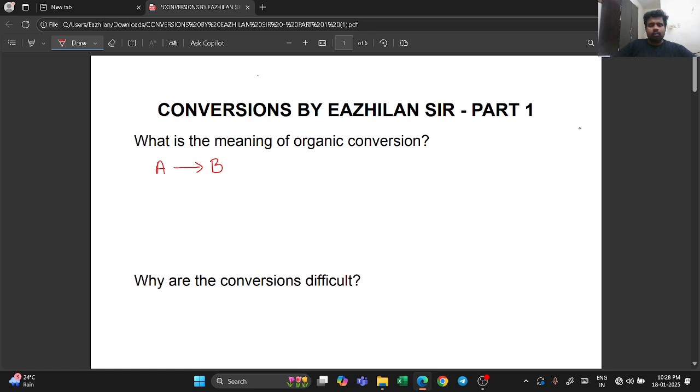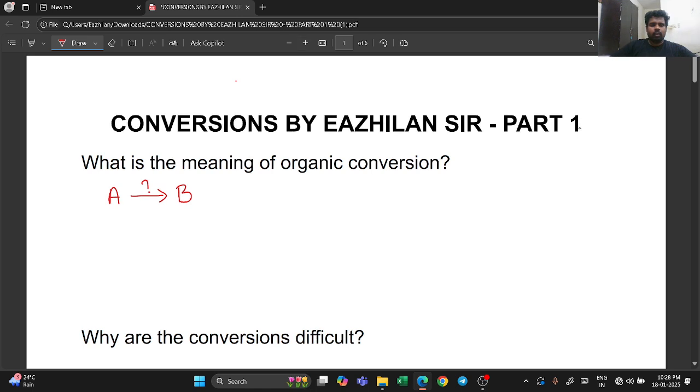Sometimes conversions involve a single step and a single reagent. You might have to put some reagent there, and that reagent will give you a product. Sometimes it may be complex, like A you have to convert into B, B into C, and C into D. That is, it can be from A to D. So there are multiple step conversions.